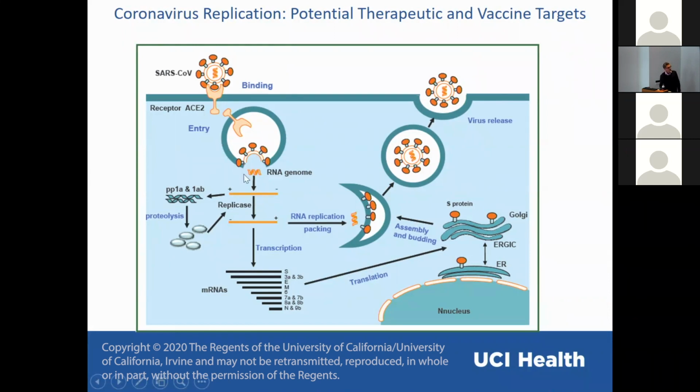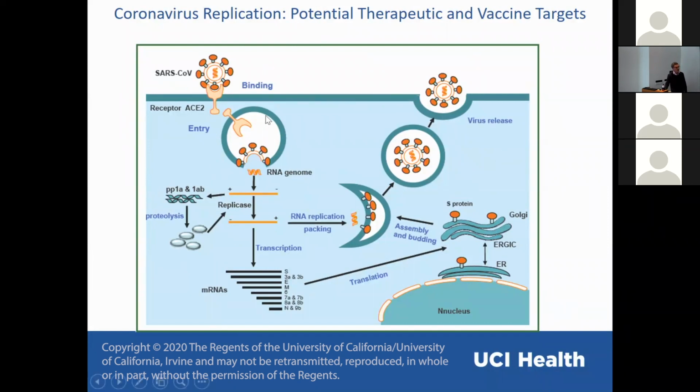Now, the important part about this step within the endosome is that this is where we think that drugs such as chloroquine and hydroxychloroquine work. We don't know exactly how, but at least it's entirely possible that they work at the step of endocytosis and inhibit the ability of the virus to fuse with the endosomal membrane.